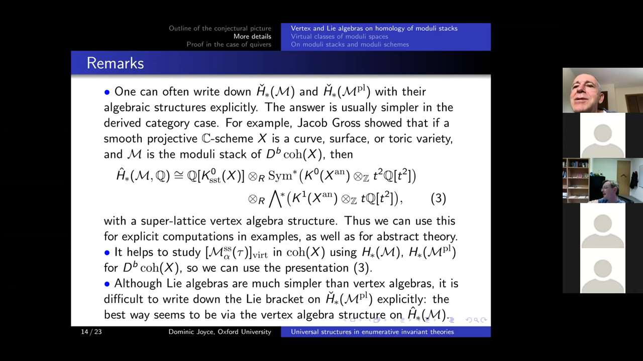I have no use for the perverse sheaf of vanishing cycles in Calabi-Yau four-folds in this picture.